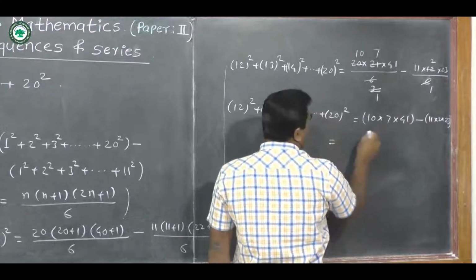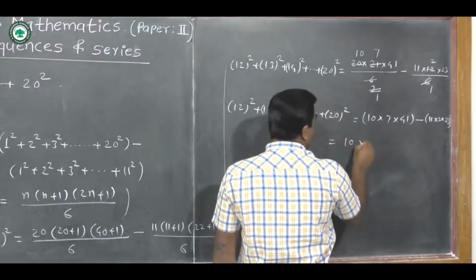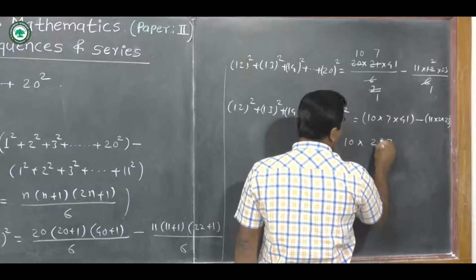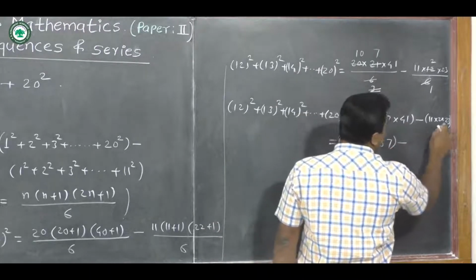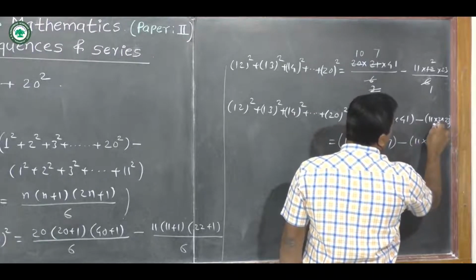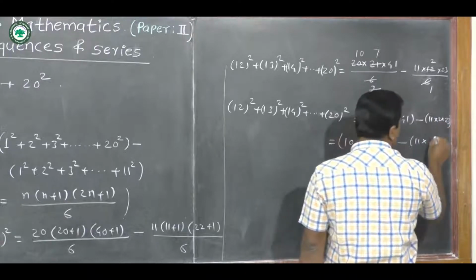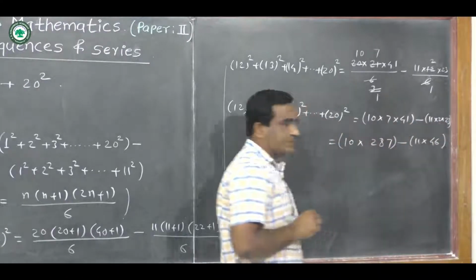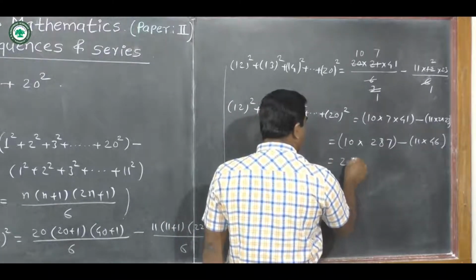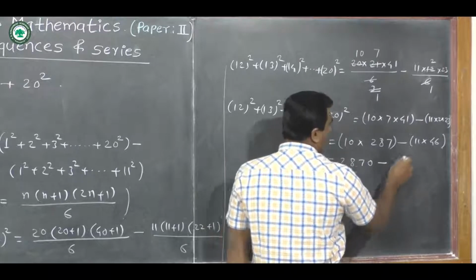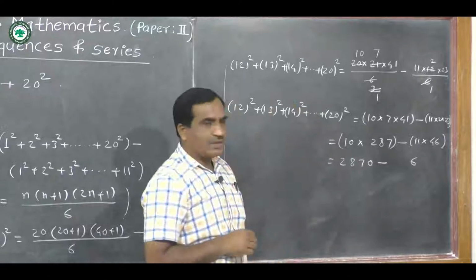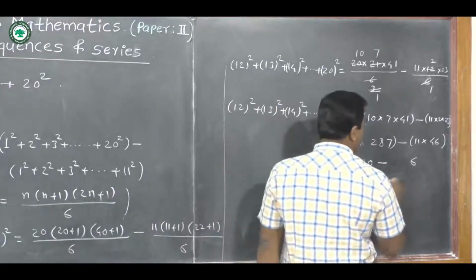Okay, we can take the product of these two terms, 10 into 7 into 41, 7 4s are 28, minus, here also take the product, 11 into 2 into 23, 2 into 23 is 46. Okay, now simplifying this again, the product of these two terms is 2870 minus, here take the product, 11 6s are 66, carry on 6, 11 4s are 44 plus 6 is 50.